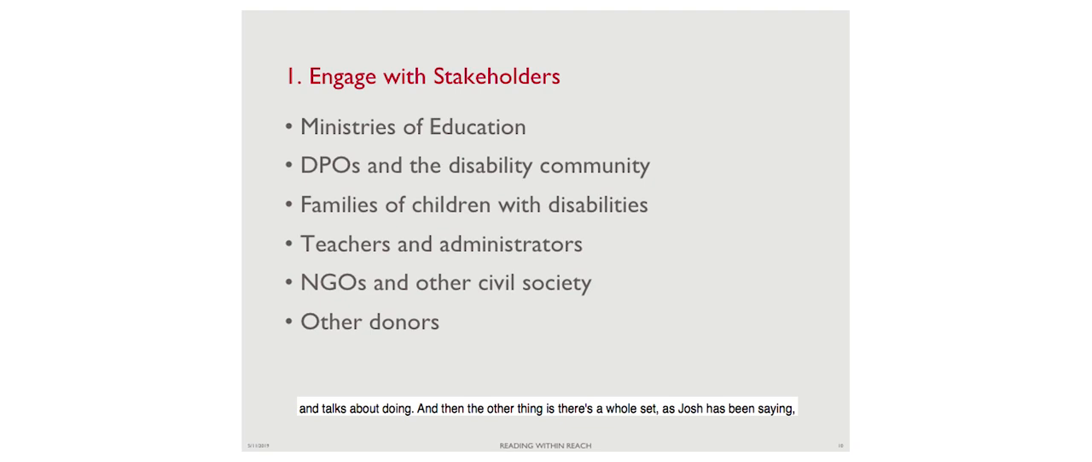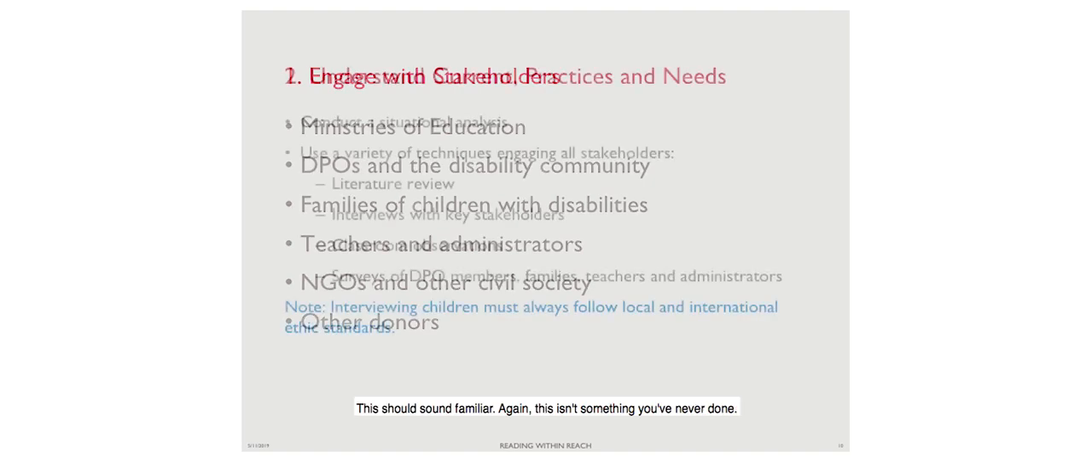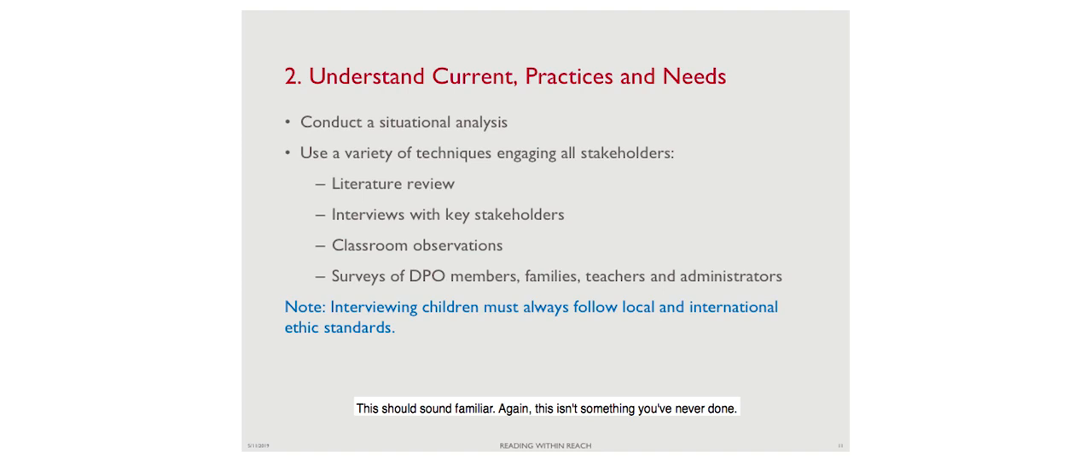And then the other thing is that there are, as Josh has been saying, whole communities and associations and affiliations of people with disabilities or people working on behalf of children with disabilities, and you might not have reached out to them in a concerted way before, but in order to program your money and to build your programs to meet these needs, use universal design for learning, you're going to need to do that. This should sound familiar. Again, this isn't something you've never done. It's just that you're now doing it with a lens about disability and what that means for learners in your country.